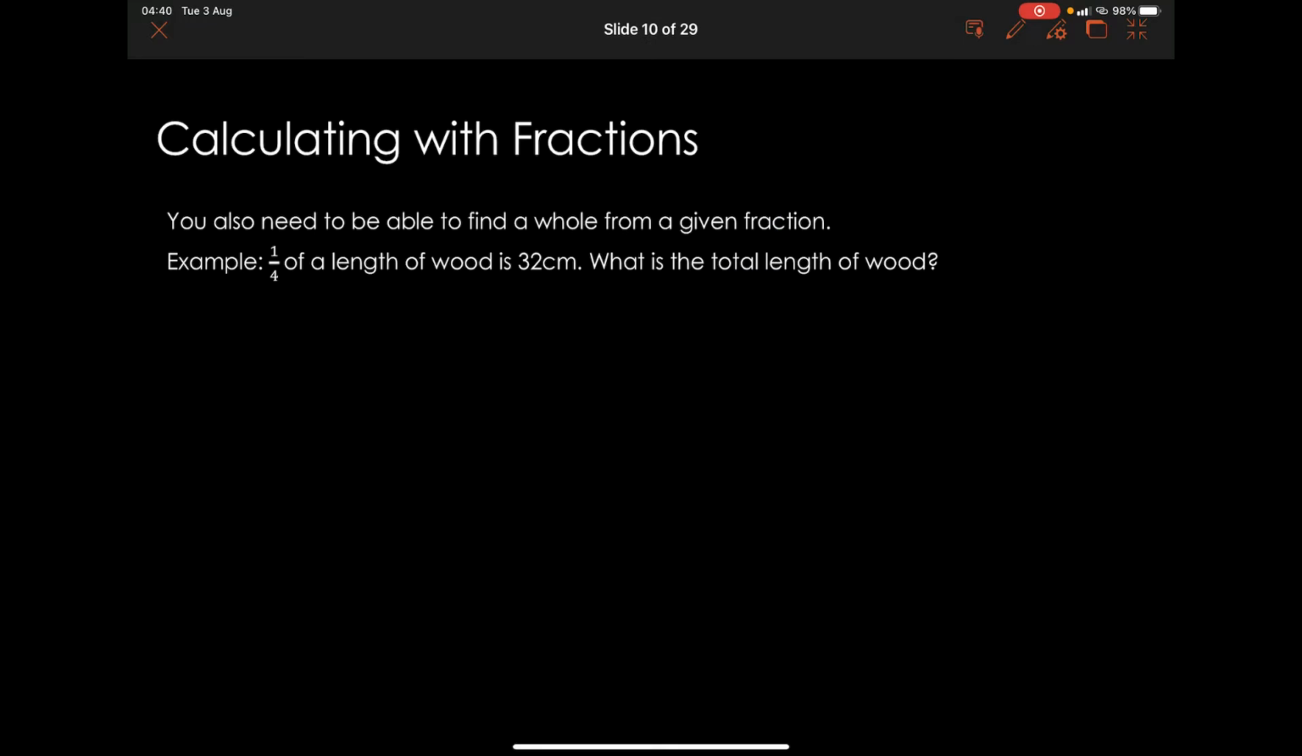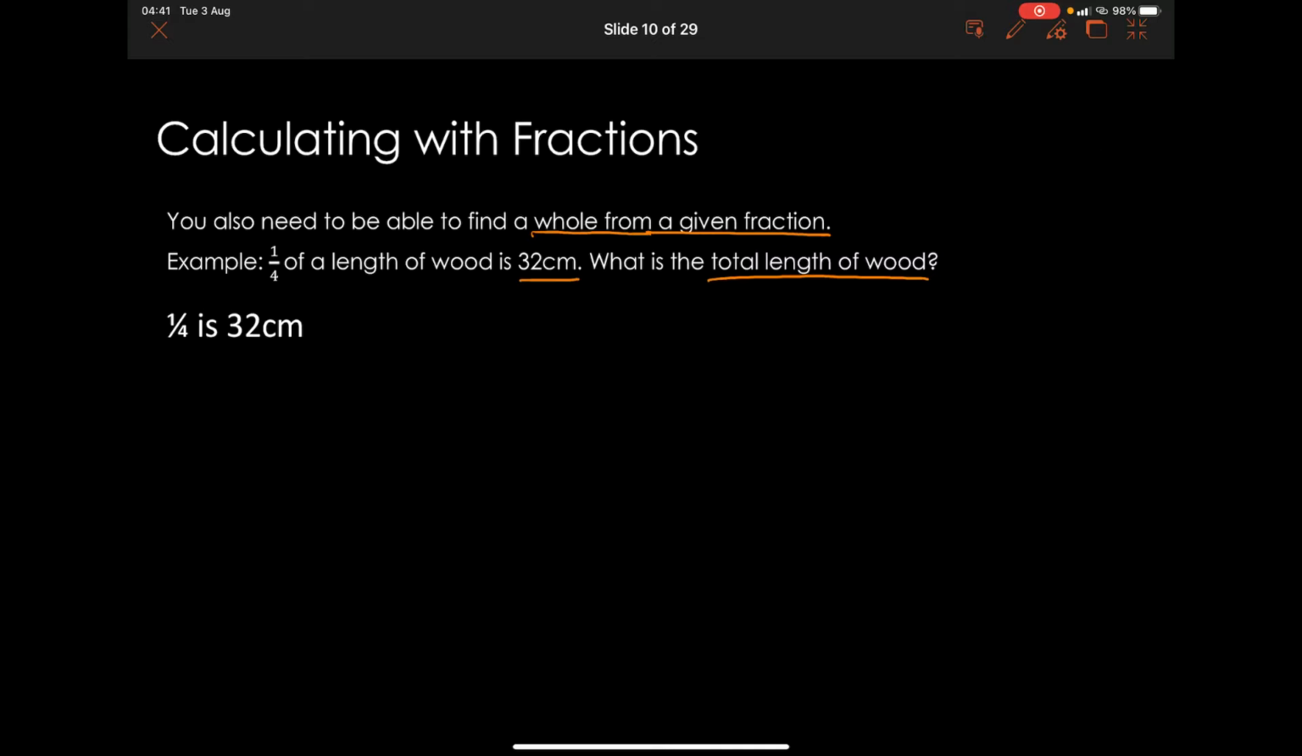Okay? Okay, so what we're going to do now is move on to a different type of calculation with fractions. And what you're also going to need to be able to do is find a whole from a given fraction. So if we look at this example, it says that a quarter of the length of wood is 32 centimetres. What is the total length of wood? Okay, total length. So a quarter is 32 centimetres.